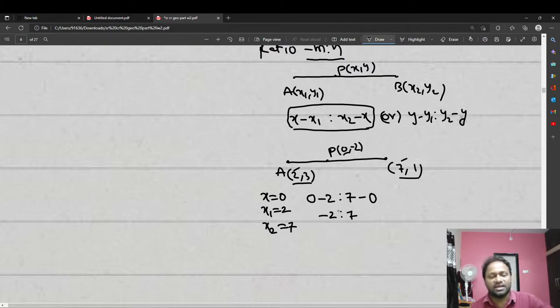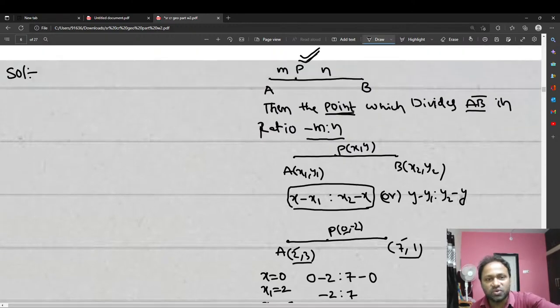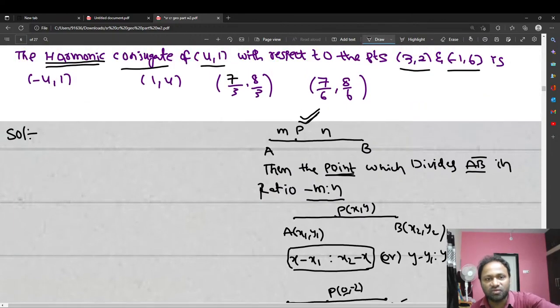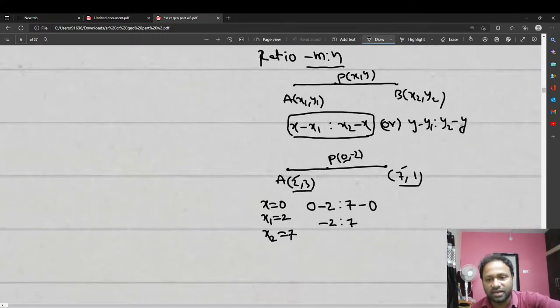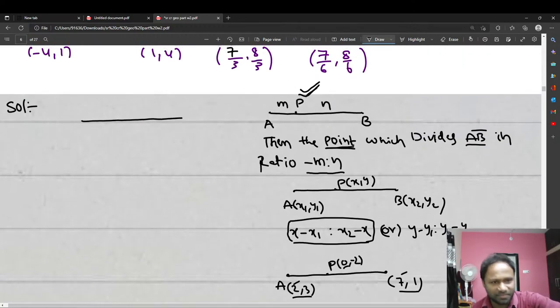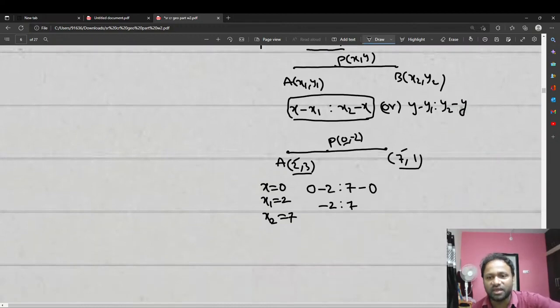Now, why I use this formula is to solve our problem. First of all, what is given in our question? Aparna says minus 2 is to 9. For this, which one? Minus 2 is to 7. I have taken 7.